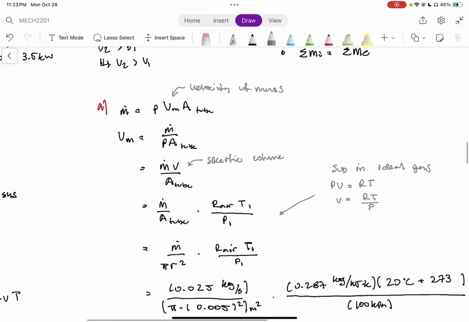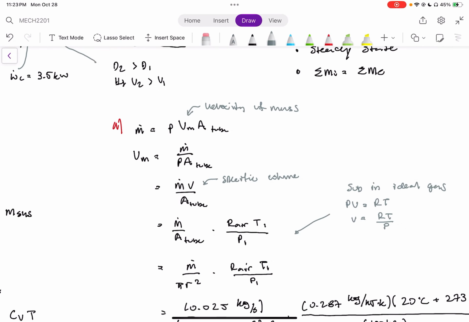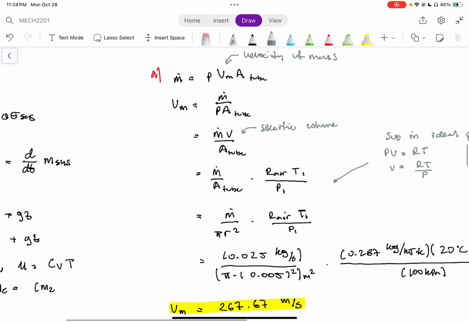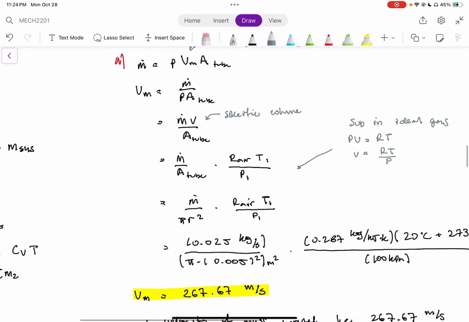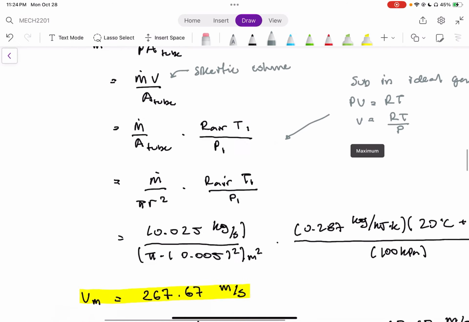So in part A, we're asked to determine the velocity of the air at the compressor. We use the equation for the mass flow rate and isolate it for the velocity. We substitute the specific volume as given by this formula, and then we substitute the specific volume with the ideal gas formula, which has all the variables that were given.